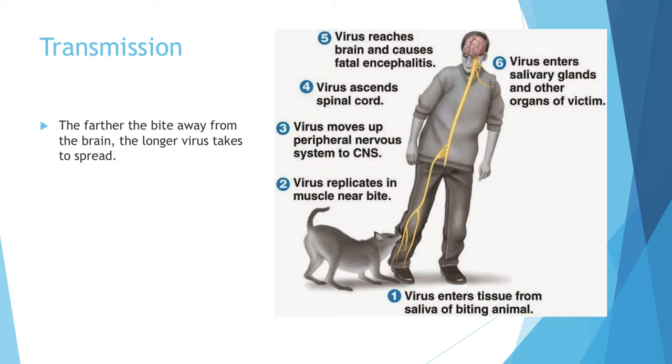After the virus reaches the brain, it causes encephalitis, which is the beginning of symptomatic rabies, and no treatment is effective after the rabies becomes symptomatic, and the mortality rate is above 99%.